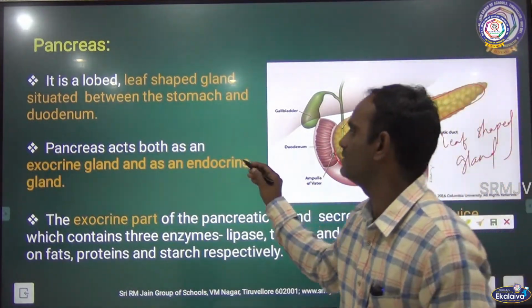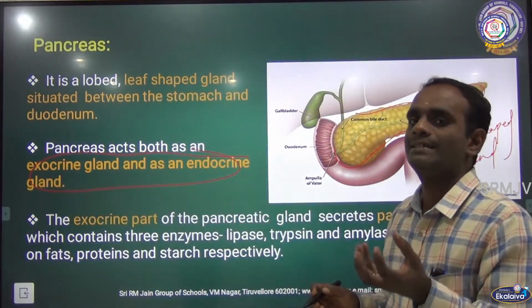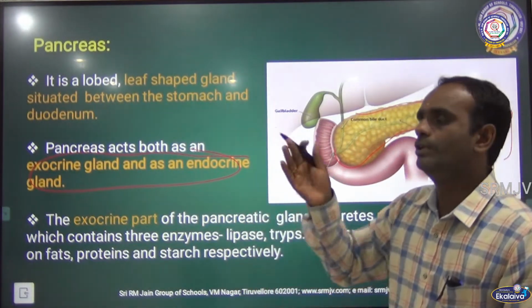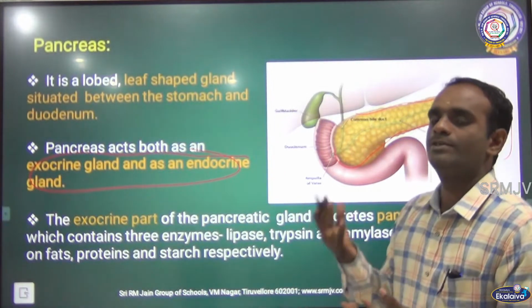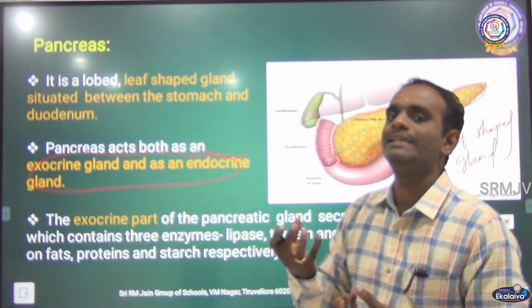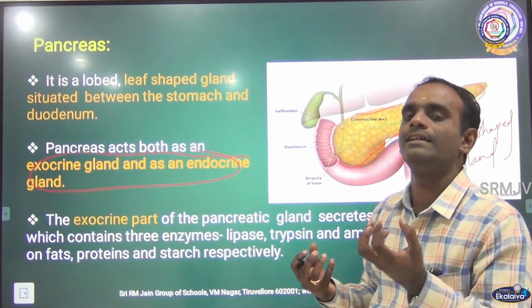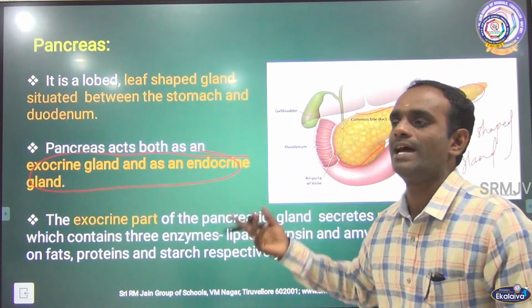Pancreas acts as a dual character. Pancreas acts both as an endocrine gland as well as the exocrine gland. Exocrine gland is nothing but it secretes enzymes. Endocrine gland is nothing but it secretes hormones. Clear? So pancreas acts as a dual character.